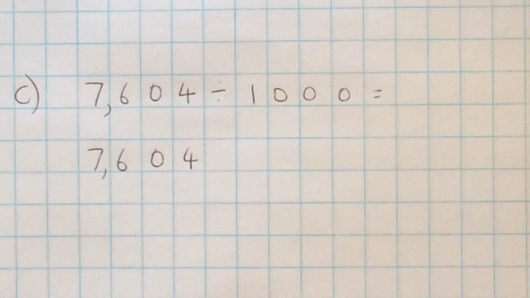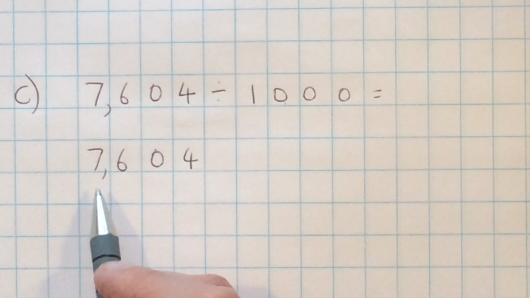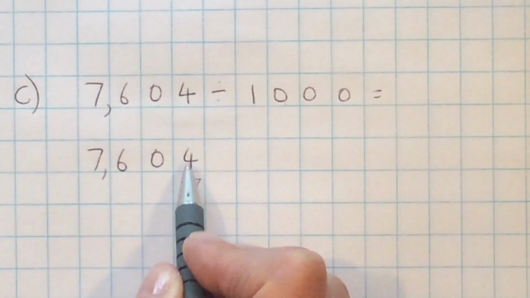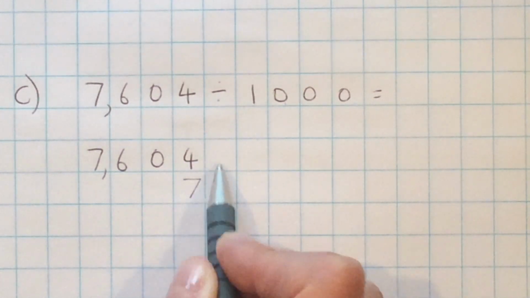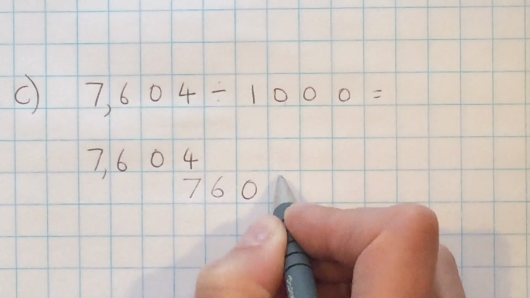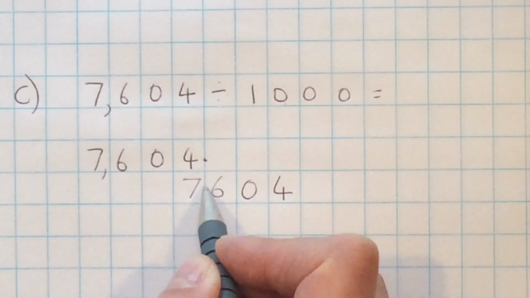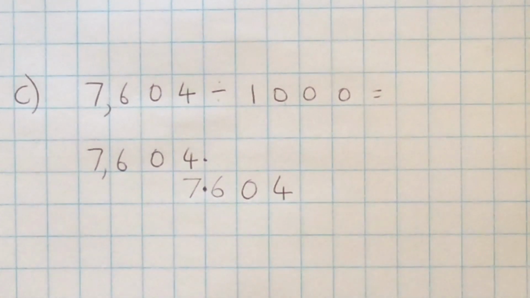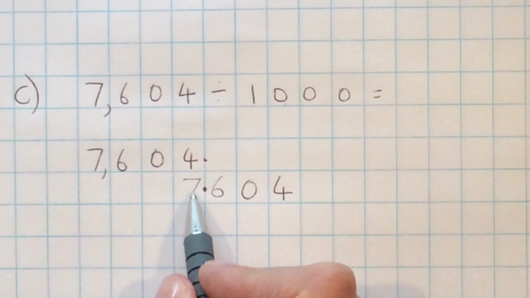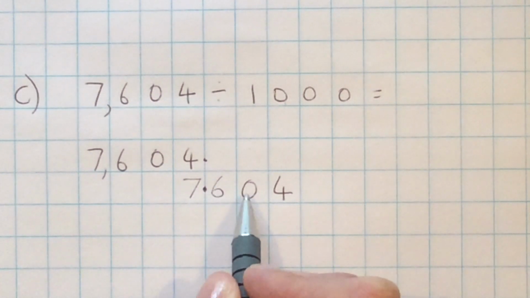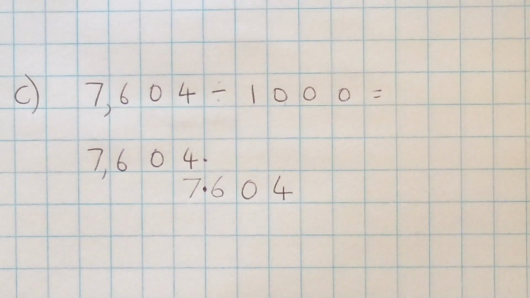Okay, let's go at the last one. 7,604 divided by 1,000. 1, 2, 3 zeros, so I'm going to move all of my digits 3 places to the right. I've rewritten my number. Okay, so let's move my 7, 1, 2, 3 squares. My decimal point would have been here after my ones column, so if that stays in the same place, I can see that it's going to be here. So my 7 is now in the ones column, then my decimal point, 7.604. That would be my answer.